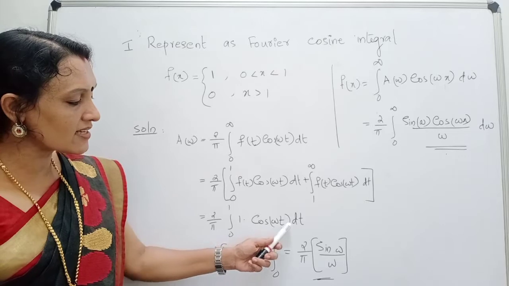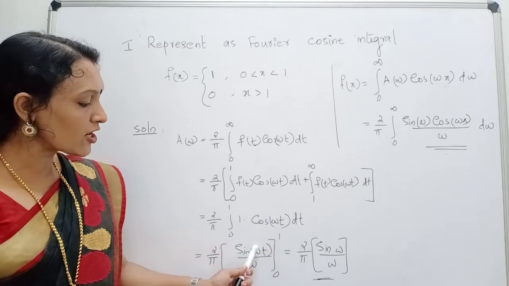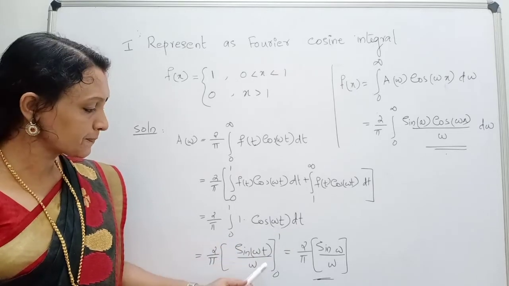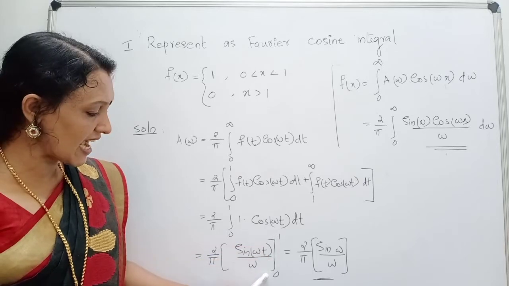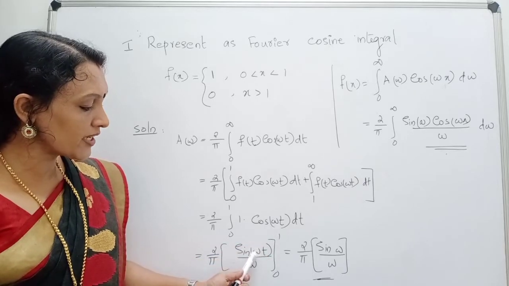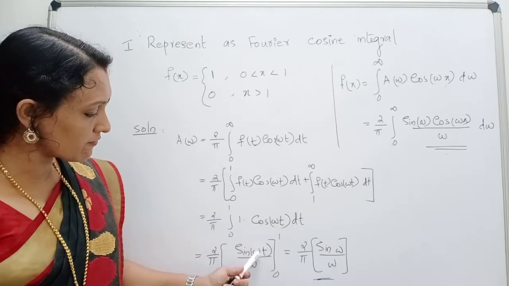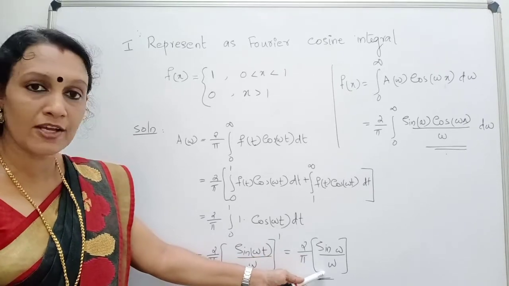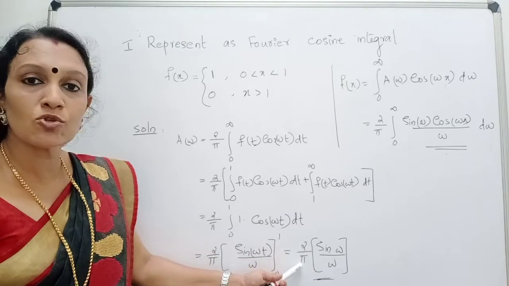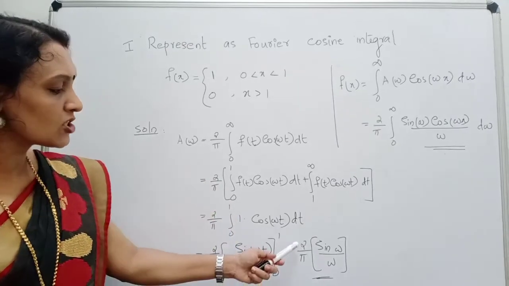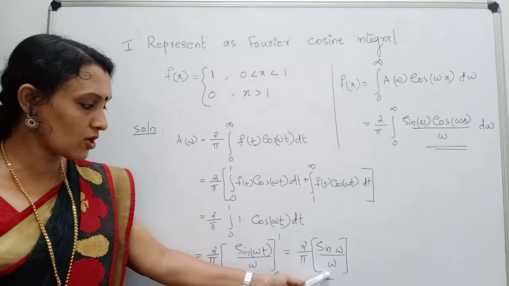And cos omega t on integrating is sine omega t by omega. Substitute upper limit and lower limit. On substituting the lower limit, it is sine 0, that is 0, and we have only sine omega by omega, and the coefficient is 2 by pi. So a omega is 2 by pi sine omega by omega.